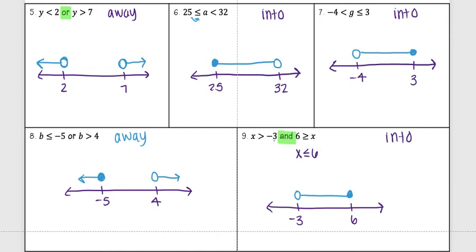And I could actually rewrite that so it looks like this by having these switch around. So I have -3 is less than x. And then I can combine these two by just having -3 is less than x, less than or equal to 6. So this and this both mean the same thing.